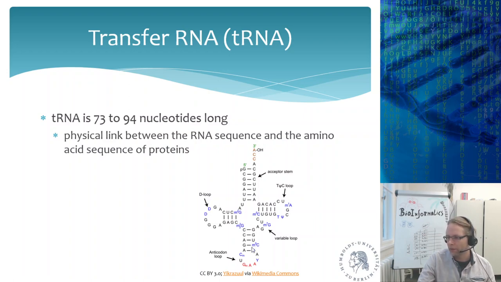So they are loaded. And then there's the D loop, and then you have the TΨC loop, and the TΨC loop is here. And then you still have this little variable part, which makes for, we don't really know exactly what it does. But the tRNAs are the physical link between the RNA sequence and the amino acid sequence of the protein.